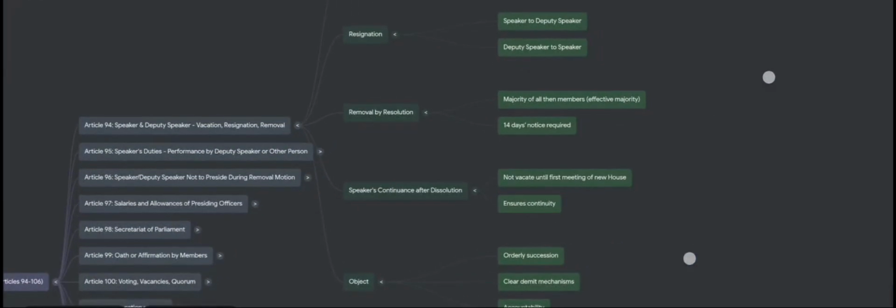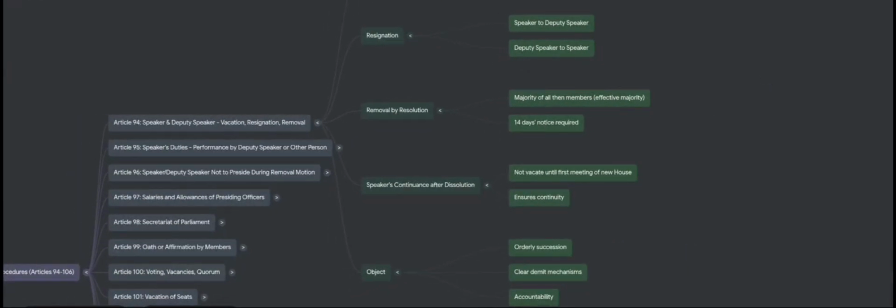And then the third way. The House itself can actually remove its presiding officers. Now, this sounds like it could be politically charged, but the Constitution makes it quite difficult. It requires a majority of all the then members of the House. What kind of majority is that exactly? Is it just whoever shows up that day?